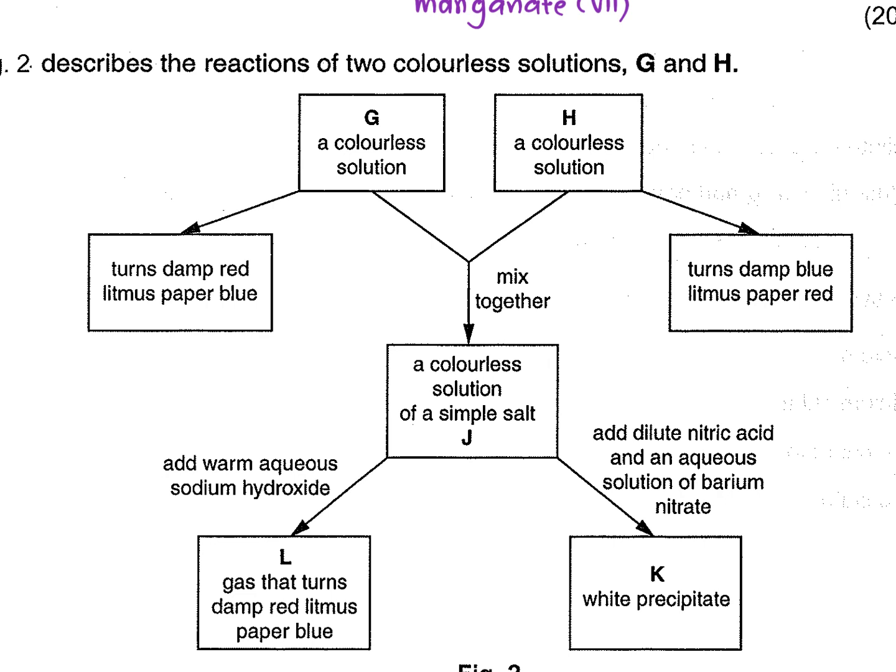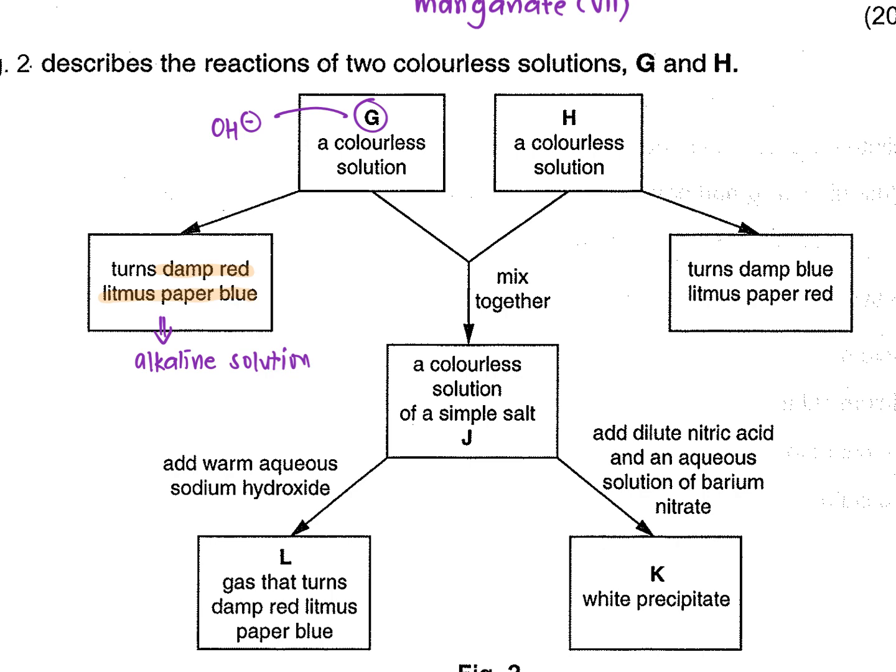Alright? Okay, so if you look at this part of the flow chart first, when your damp red litmus paper turns blue, what does it tell you about the solution? Alkaline. Okay, so this tells you that your solution is alkaline. If this is an alkaline solution, what is the ion that must be present? OH minus. Okay, so you link it back. Your G must contain OH minus.